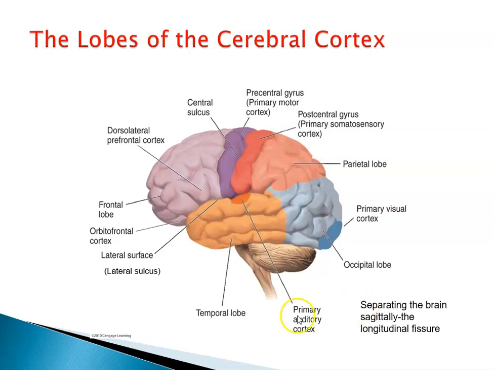So, FPOT: frontal, parietal, occipital, temporal.